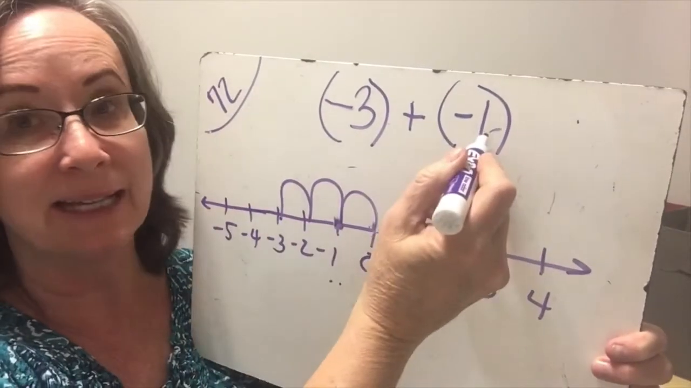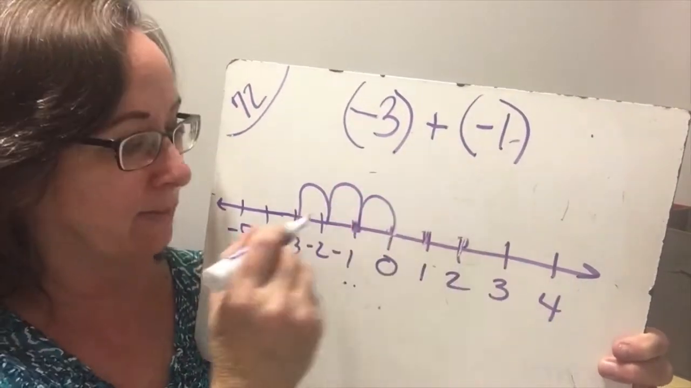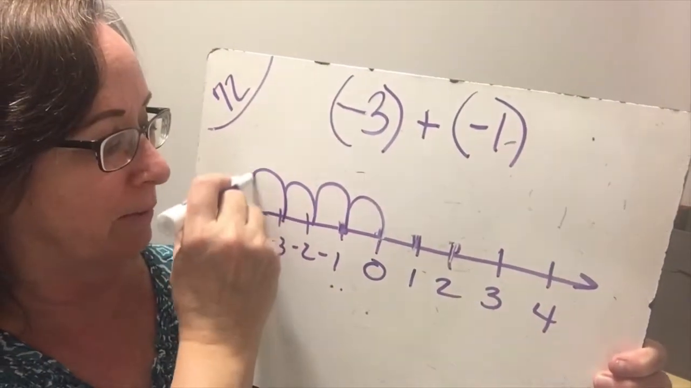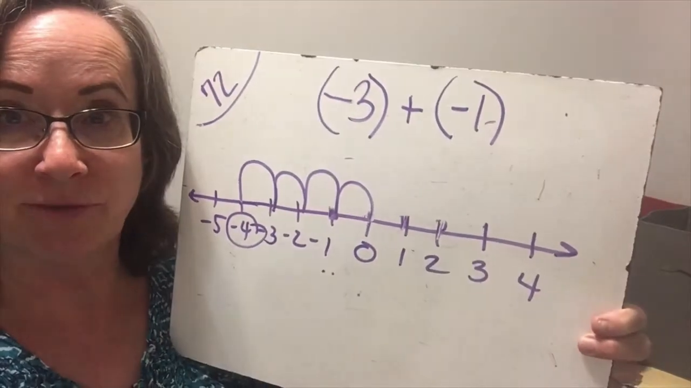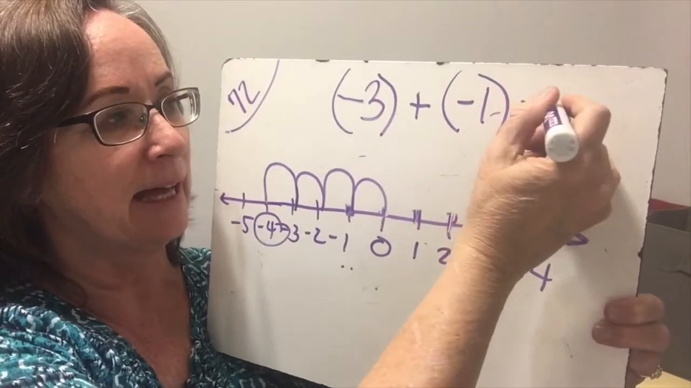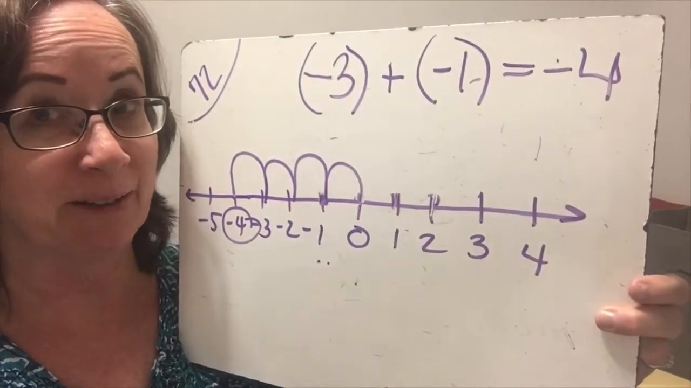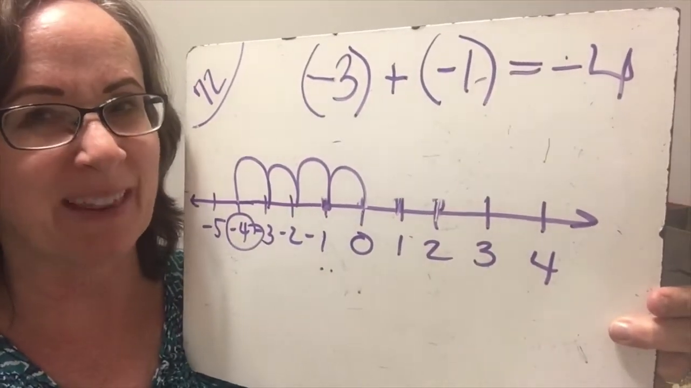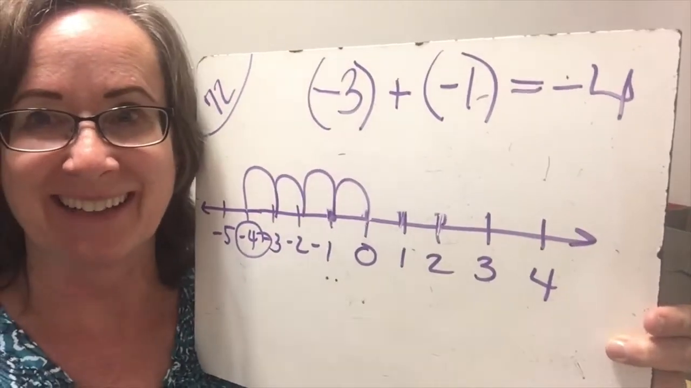And then this one is another -1. So now we're going negative again. So from right here, we'll go -1 more step, and we're at -4. So -3 plus -1 is -4. And we're going to talk about some rules a little bit later on to help you do these without having to do them on the number line. But right now, we're just playing on the number line.